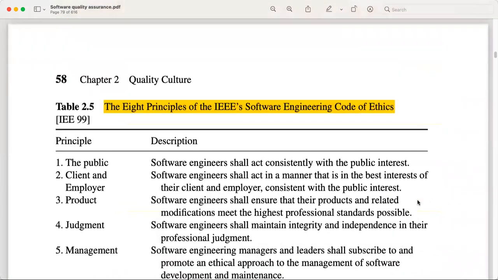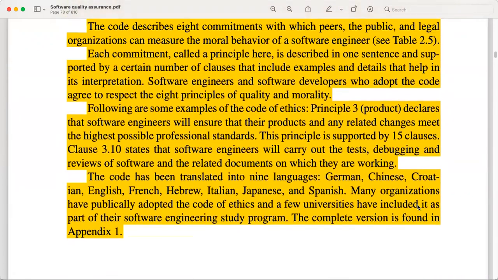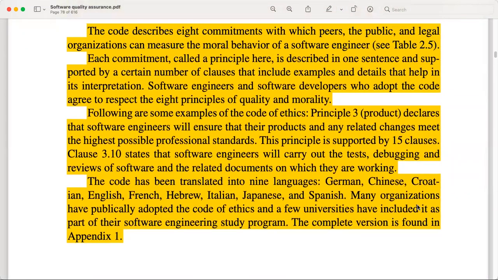which is in table 2.5. Each commitment is called a principle here and is described in one sentence, supported by a certain number of clauses that include examples and detail that help in its interpretation. Software engineers and software developers who adopt the code agree to respect the 8 principles of quality and morality.